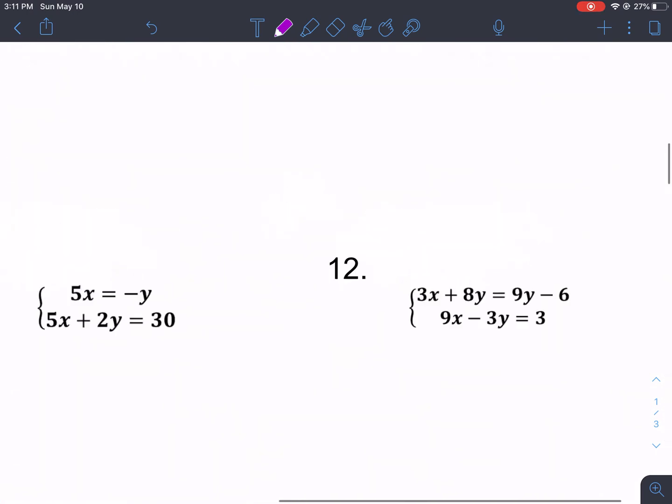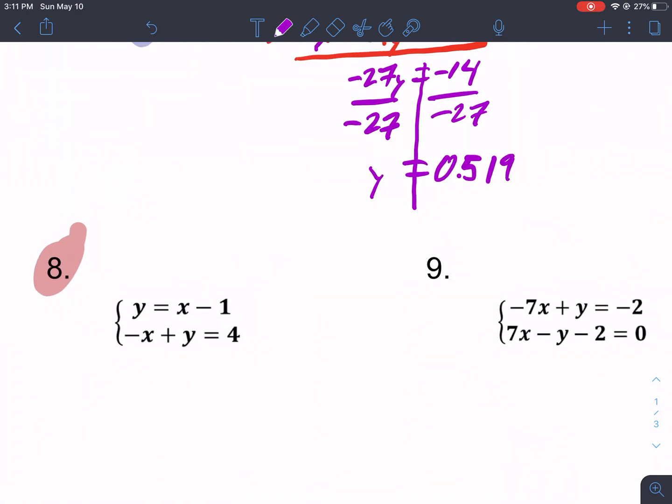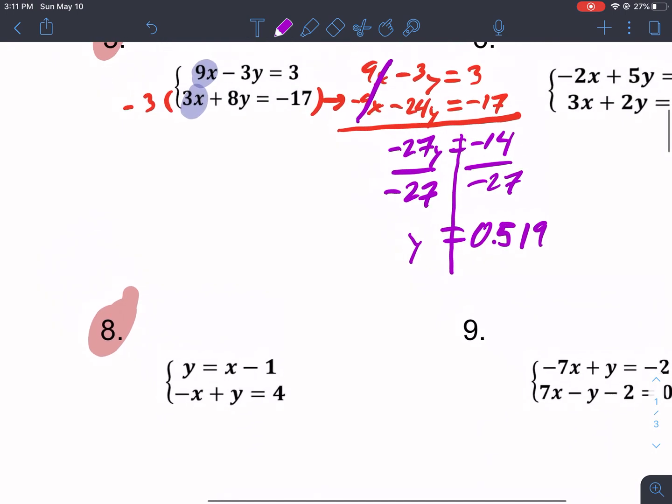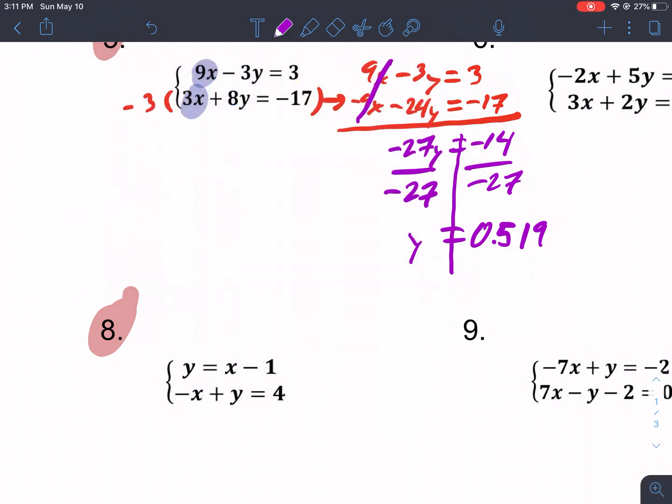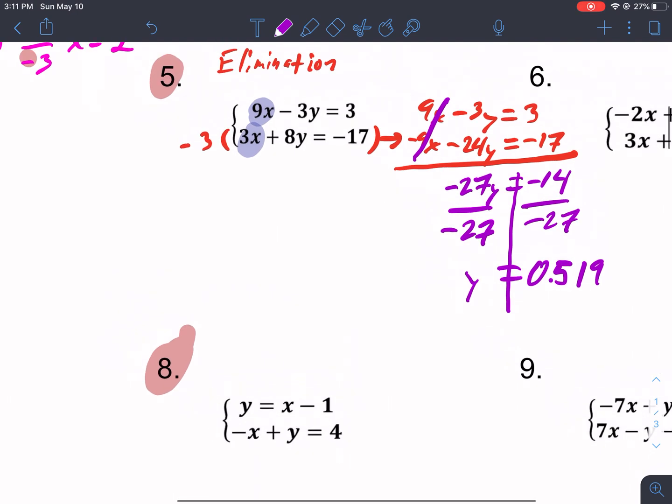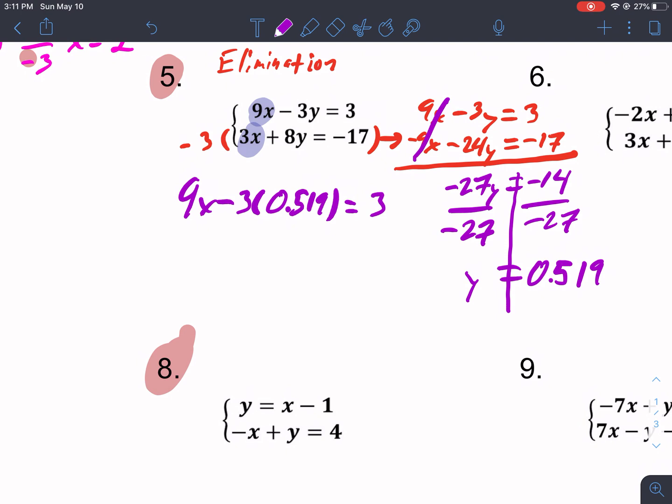Whoops. I'm going to do 3 decimal places to be safe. 9. All right. Now, for the other one, actually, this might be the only decimal one. You're welcome. So now I'm going to plug in for the x, right? So I'm going to plug it into the top one just because I feel like that was the easier one. So negative 3 and then parentheses 0.519 equals 3.